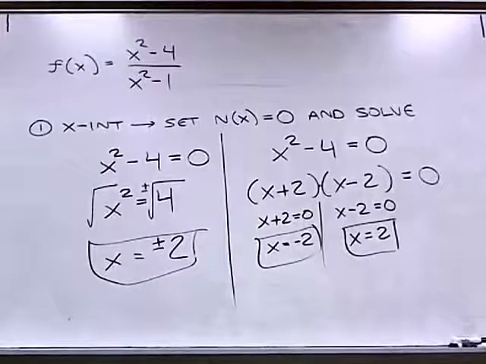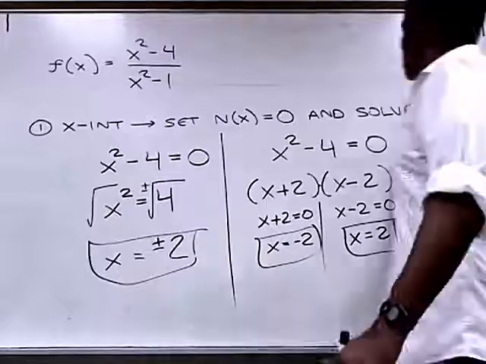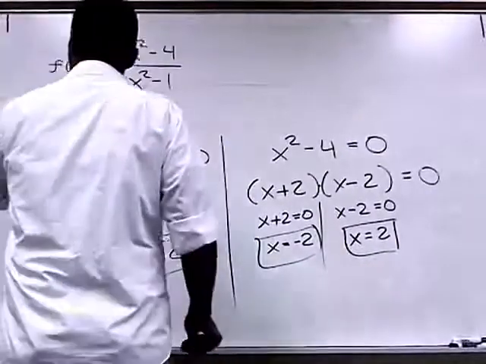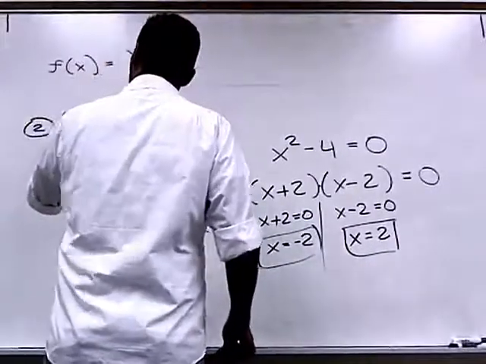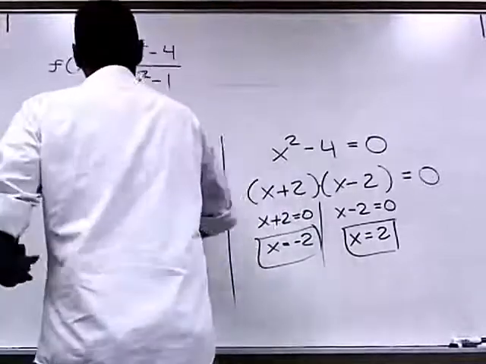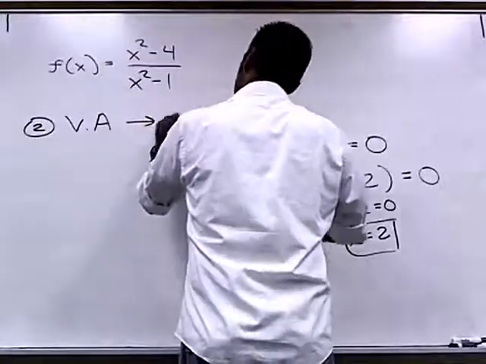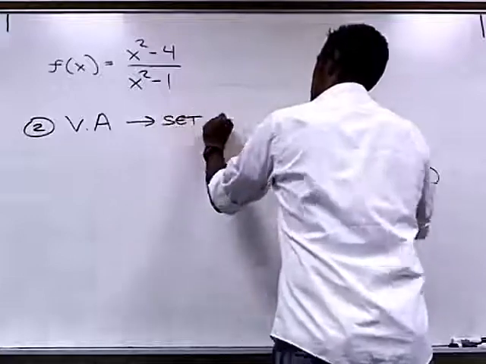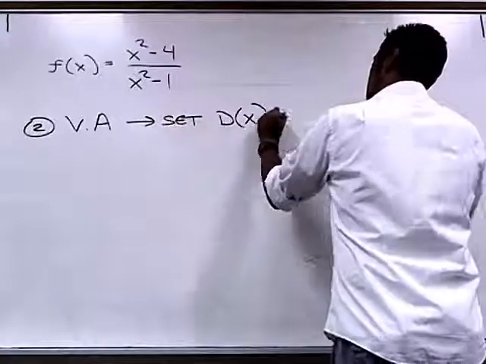What was the next step? Vertical asymptotes. How do you find vertical asymptotes? Set denominator equal to 0. So for the vertical asymptotes, you set the denominator equal to 0.